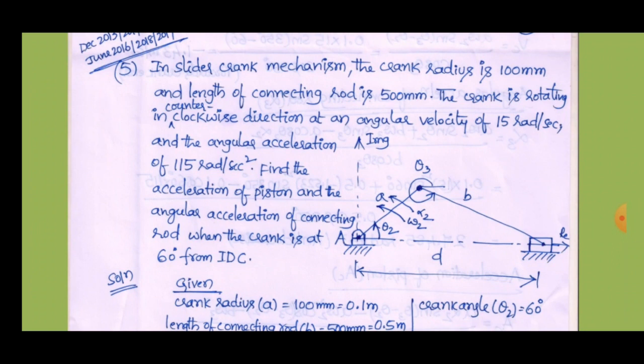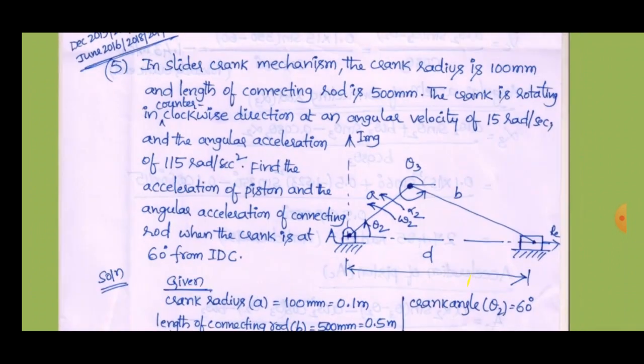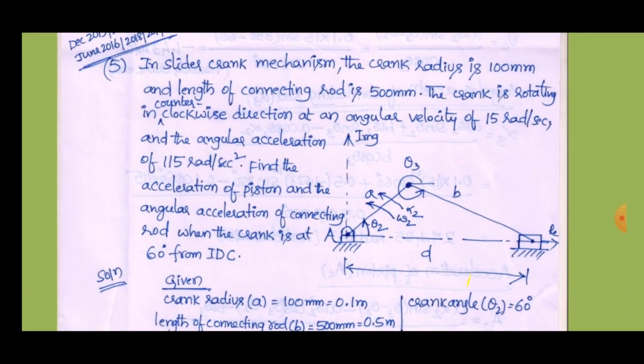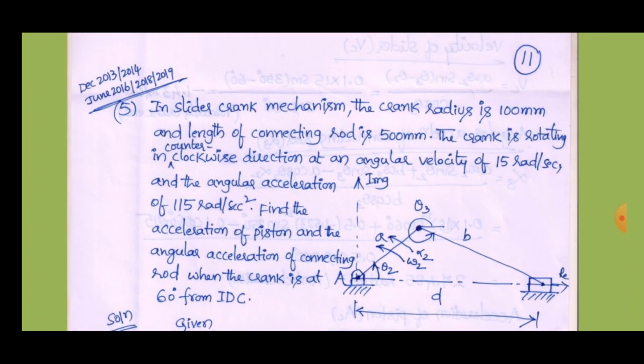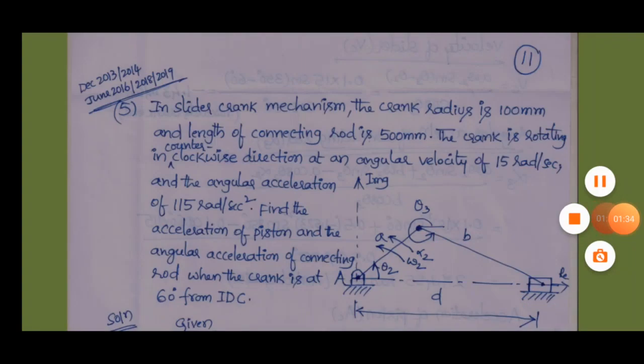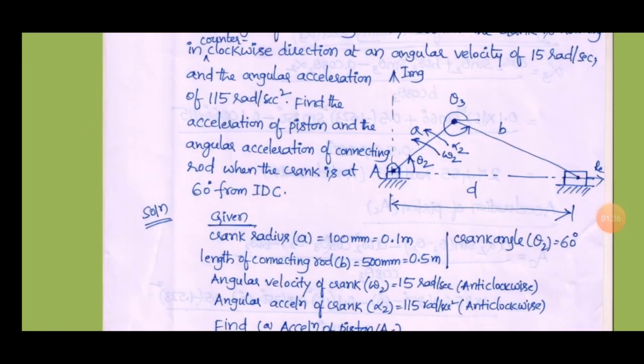Draw the figure. After the figure is drawn, read the statement and list out what are the given things. Now the crank radius, nothing but crank length, is 100 mm. Therefore, small a is 100 mm divided by 1000 gives 0.1 meter. Next, length of connecting rod is 500 mm. So that is small b is 500 mm, that is divided by 1000 gives 0.5 meters.